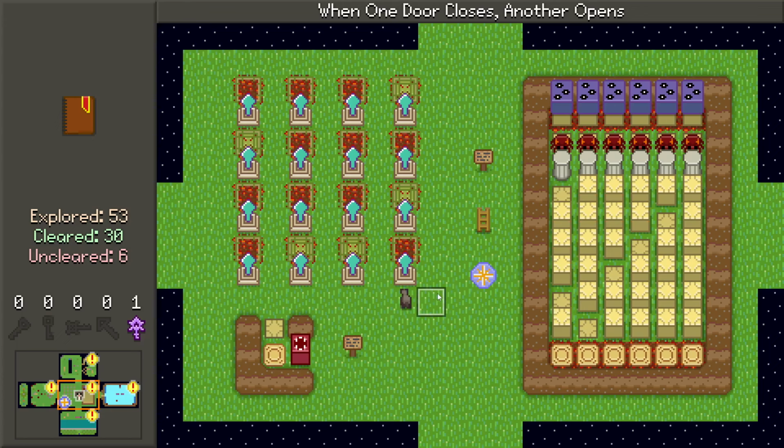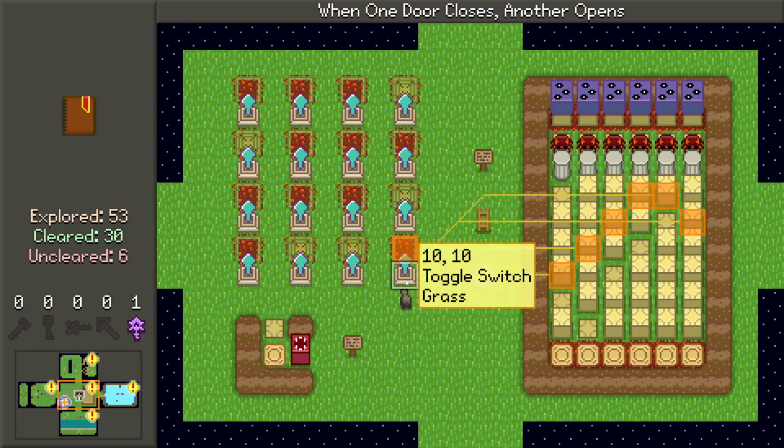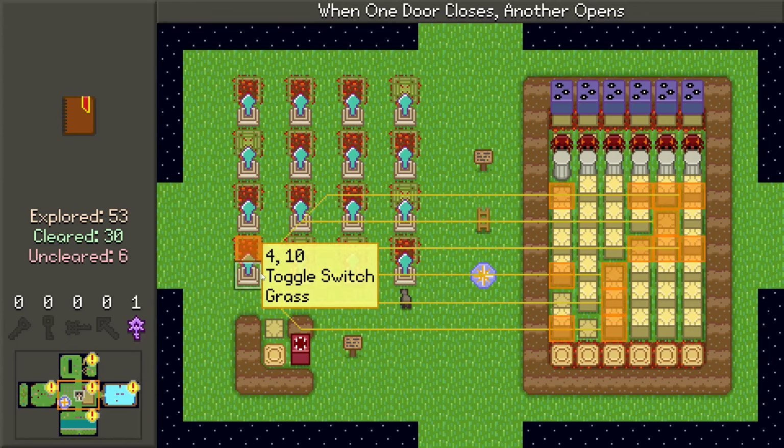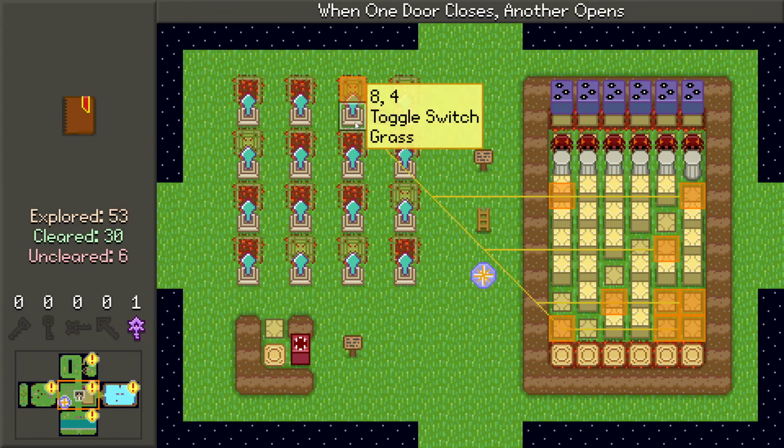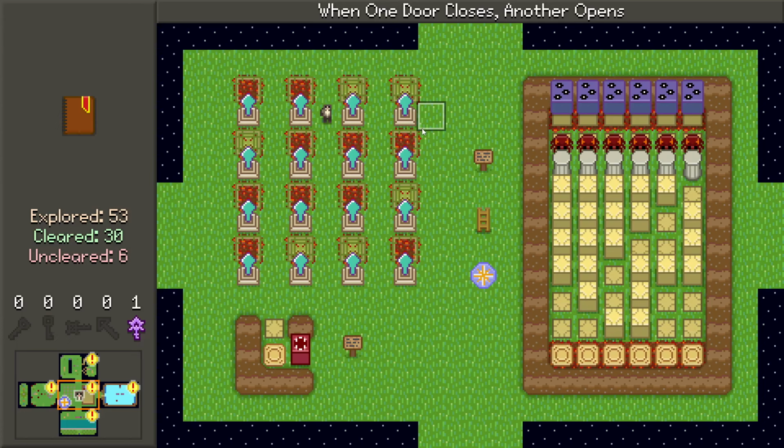I'd have to toggle both of these. Okay, 4-10 and 10-10. Do I know anything about 10-10? Nothing more. What about 4-10? Must that equal 8-4? That's this one, right? Okay. And then I know some things about 8-4, right? Must equal 6-4, this one. Do I know anything about 6-4? Nothing additional.